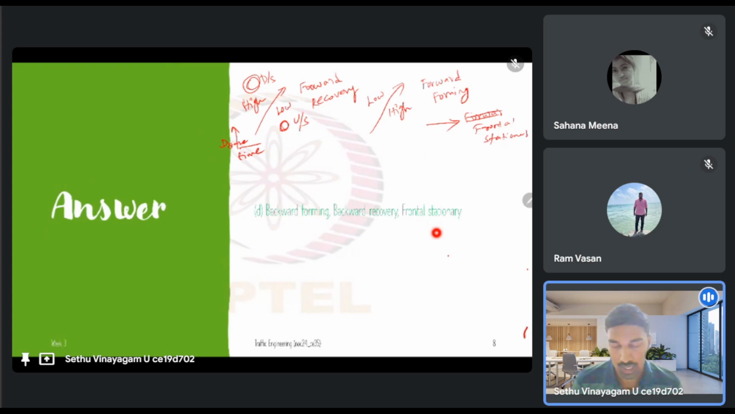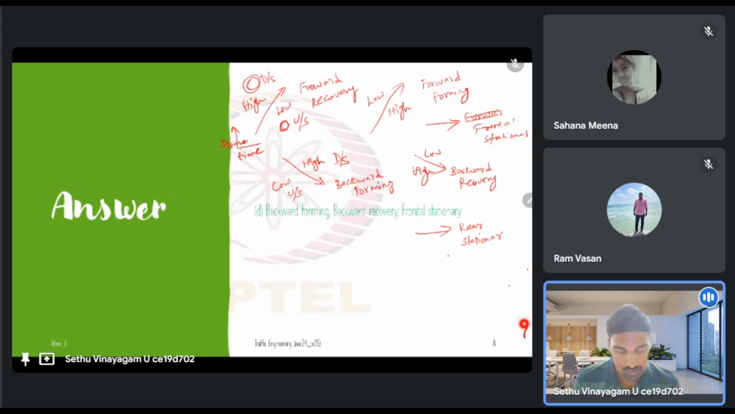Now for the backward side, for a backward shock wave, if you have high on the downstream side and low on the upstream side, this will be a backward forming shock wave. Okay, so the reverse is for backward recovery. So low on the downstream, high on the upstream, so this will be a backward recovery. Okay, and then again you'll have a zero slope for rear stationary, right?